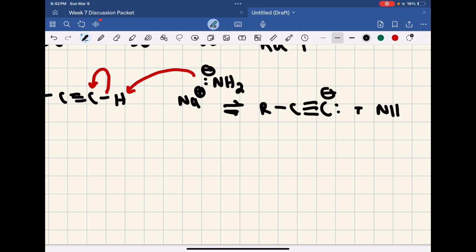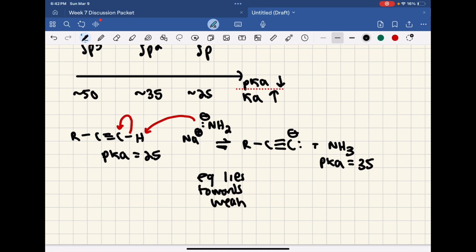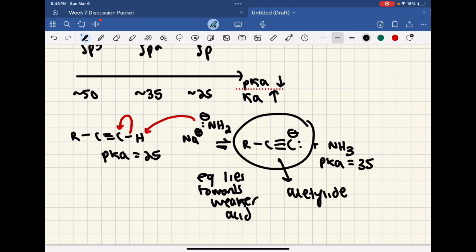And obviously, neutral ammonia. Just to put some numbers in, the pKa of a terminal alkyne is around 25. The pKa of the other acid on the other side, the ammonia, is about 35. And remember, the equilibrium always lies towards the weaker acid. Basically saying that we could form that acetylide anion. This is an acetylide anion. It's the result of deprotonating a terminal alkyne. These are pretty good nucleophiles, so I just want to write that in. Good nucleophile. We'll see that below in various substitution reactions.